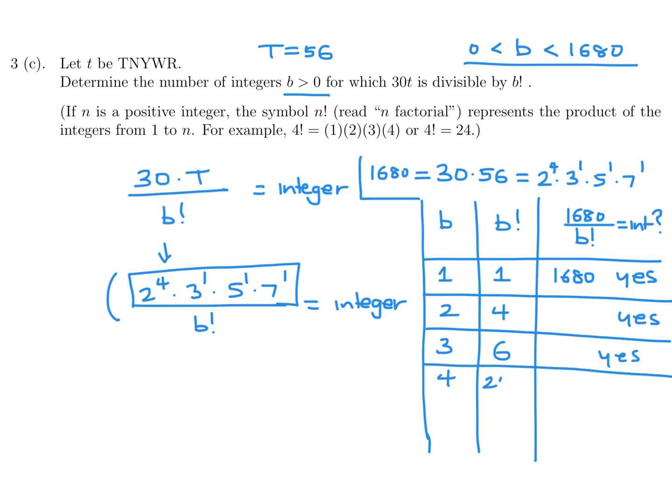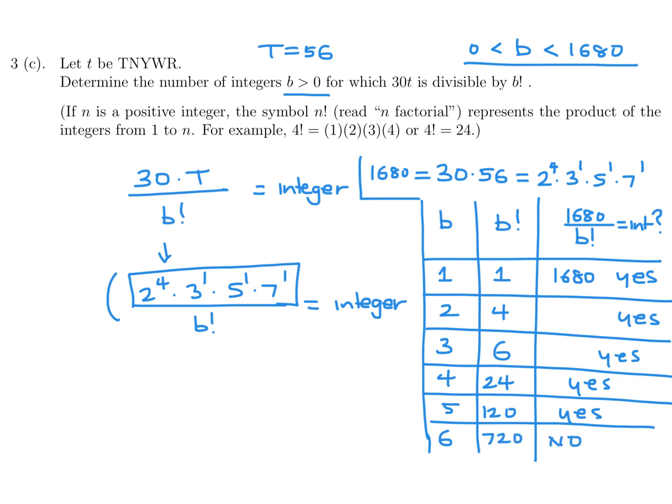4 factorial will be 24. Can I get a 24 out of there? And the answer is yes. 8 times 3 would do it. So that's a yes. 5 factorial would be 120. Okay, this one, let's see here. 120. 5 would bring it down to 24. And then yes, of course. So there you go. And then 6 factorial, I think, is 720, that is a no.